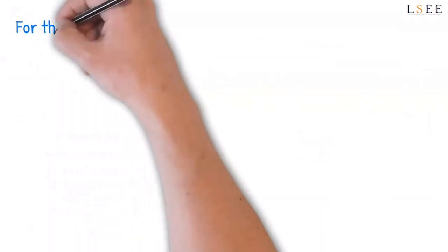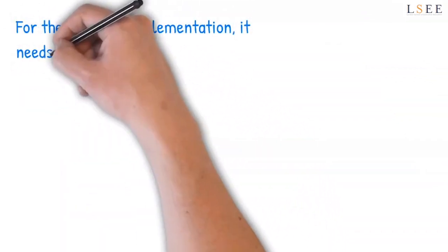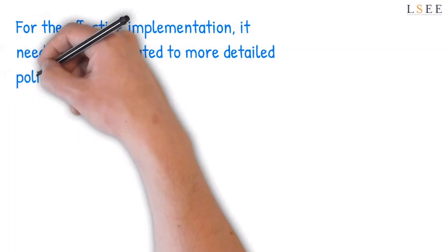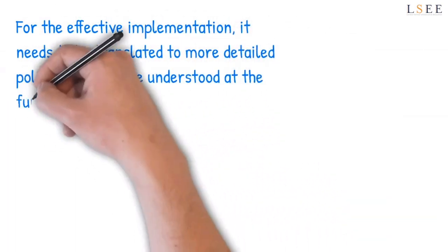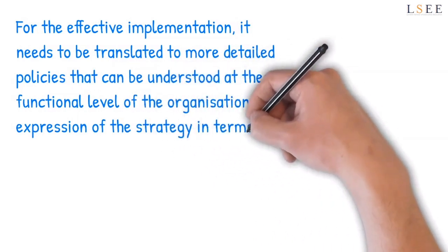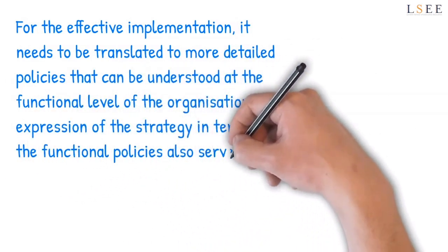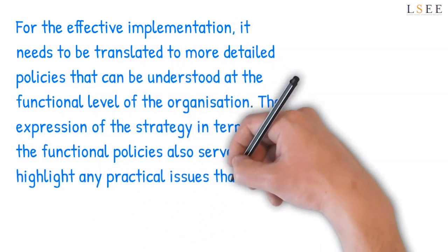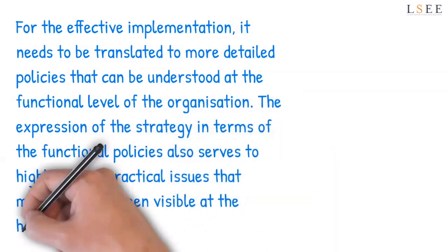For the effective implementation, it needs to be translated to more detailed policies that can be understood at the functional level of the organization. The expression of the strategy in terms of the functional policies also serves to highlight any practical issues that might not have been visible at the higher level.